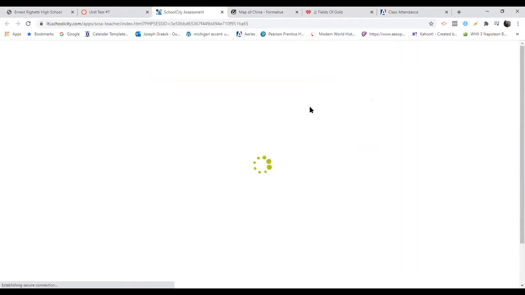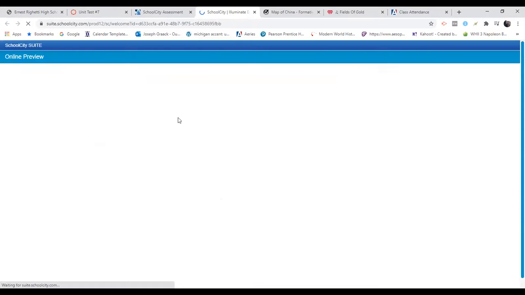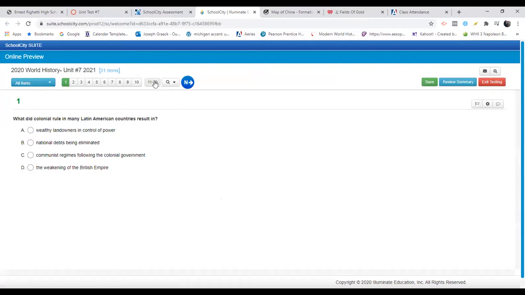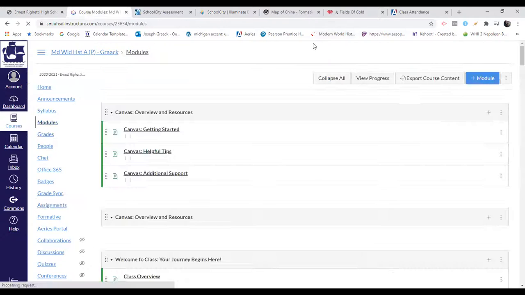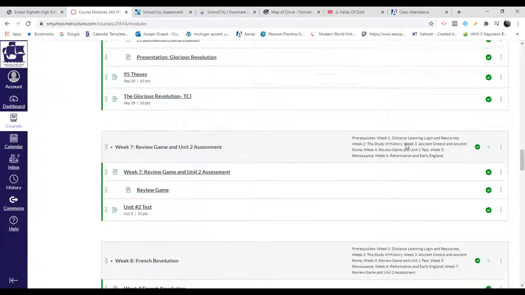And then the seventh assessment is all online basically. So it'll be one question at a time. You'll hit next and it'll take you to the next question. And I said there's only 21. So I think there's 30 on the review game, 21 questions. And it is pretty simple in terms of what have you. So what did colonial rule in Latin American countries result in, right? We talked about that, wealthy landowners in control of power in those Latin American countries. So that's what you need to focus on between now and the next time we meet next week.